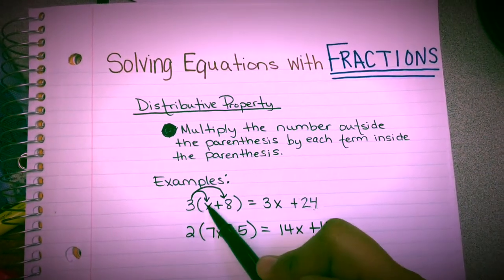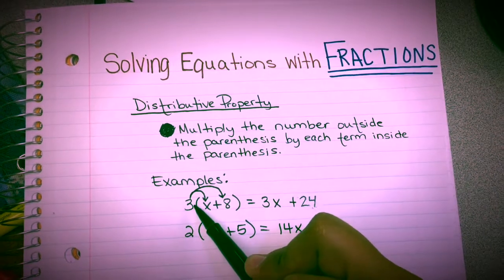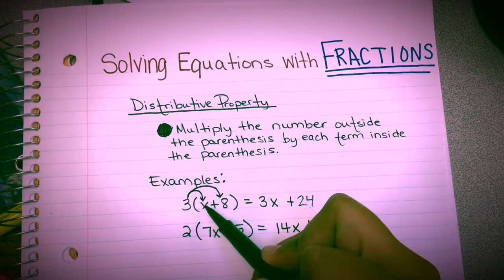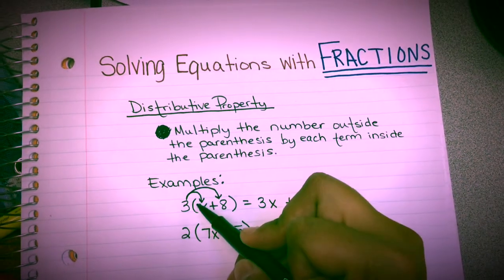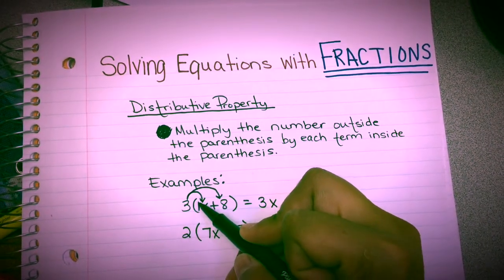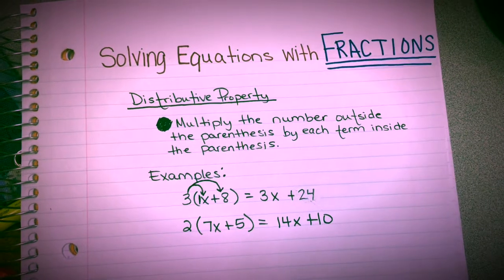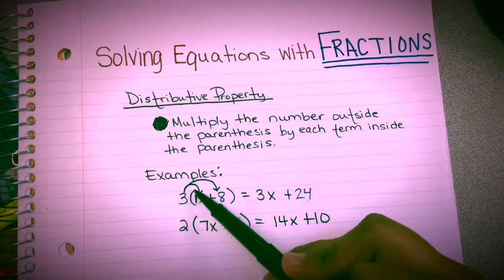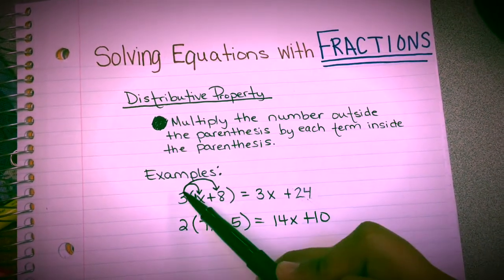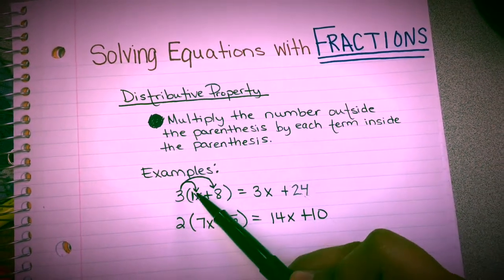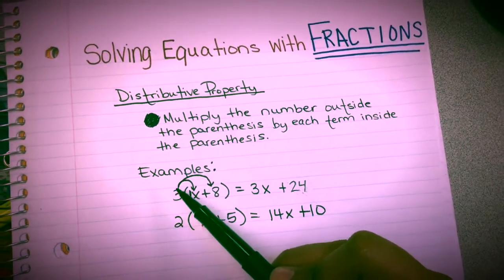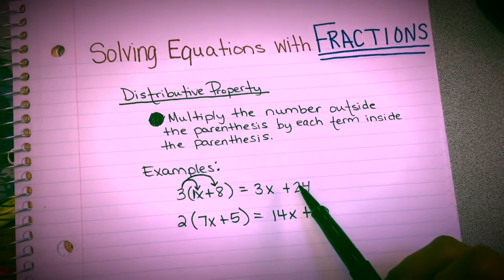Here I have the 3 on the outside of the parentheses multiplied by the x plus 8. Since x does not have a number in front of it, that number is actually a 1. We know that 3 times 1 is 3, and 3 with an x is 3x. So 3 times 1x is 3x, and 3 times 8 is 24.